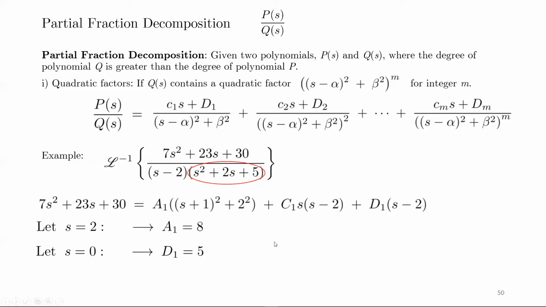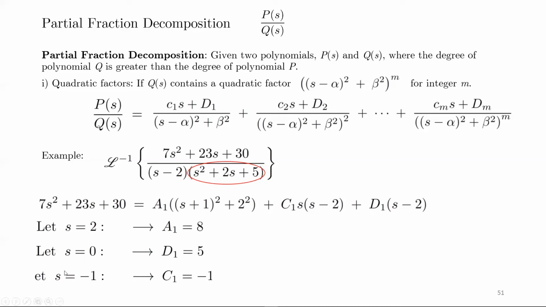Now I'm going to let s equal 0, because if I do that, we get 30 on the left-hand side. The a1 sticks around here. We get 0 plus 1 is 1, plus 4 is 5, so we get 5 times a1. This term disappears, though, because s equals 0 here, and here we get negative 2 times d1. But we know that a1 equals 8, so we can substitute that into this term, and if you solve for that, you might like to check, but you get d1 equals 5.